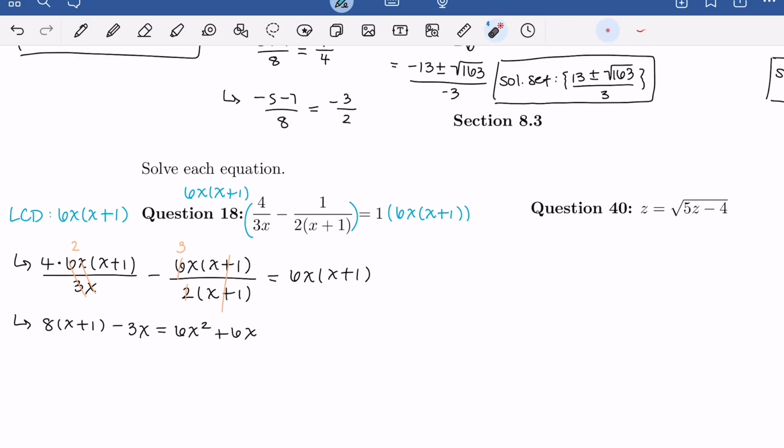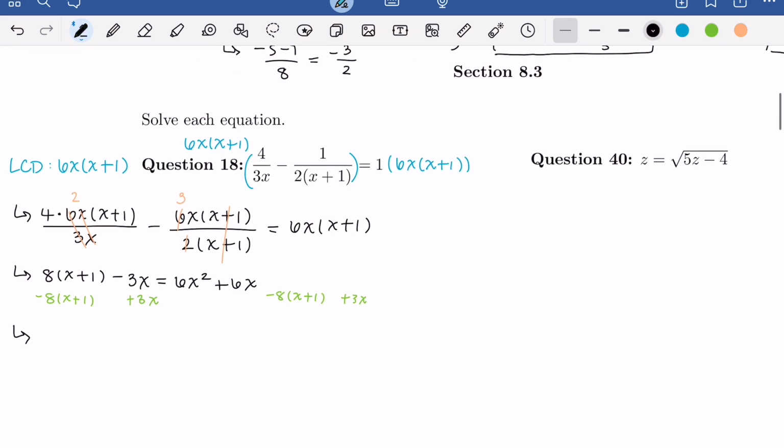Now from here, what we're going to want to do is try to combine like terms and see if we can get a quadratic equation in standard form. So I'm actually just going to move this and this to the right-hand side of our equation here by subtracting this from both sides and then adding 3x to both sides.